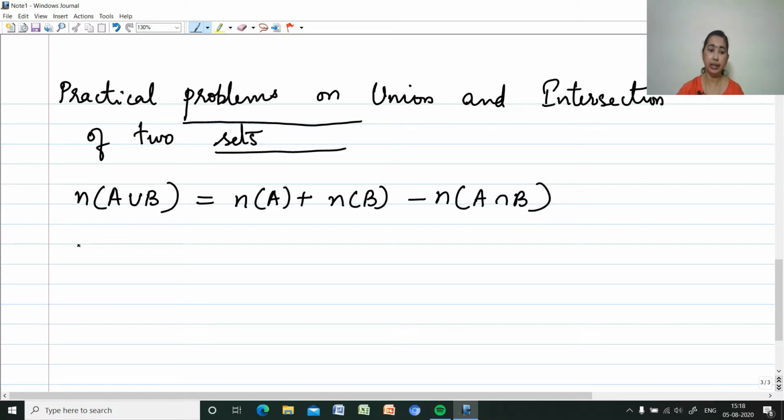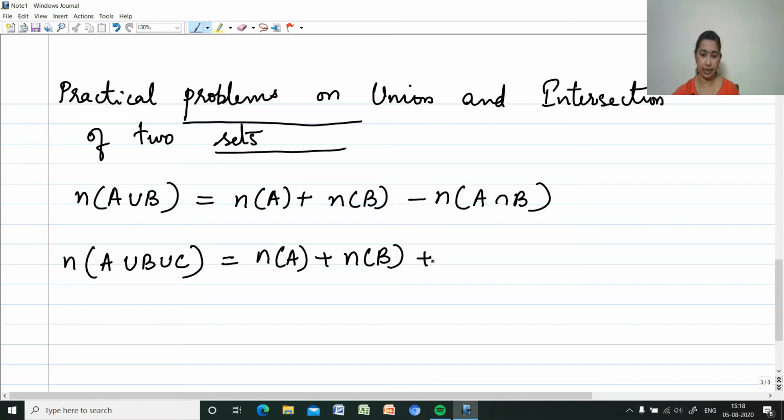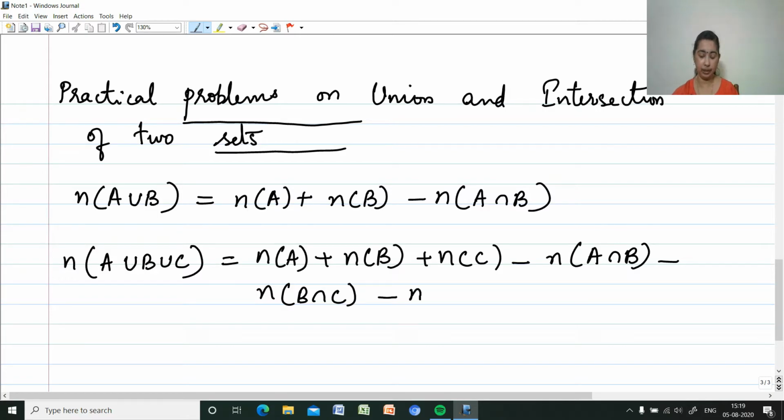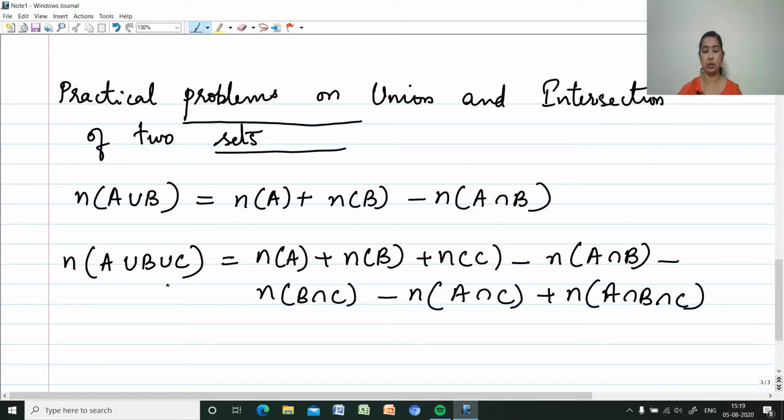Then if there are three sets, we can extend the formula as n of A union B union C is equal to n of A plus n of B plus n of C minus n of A intersection B minus n of B intersection C minus n of A intersection C plus n of A intersection B intersection C. So if three sets are there, you can move on to this formula.